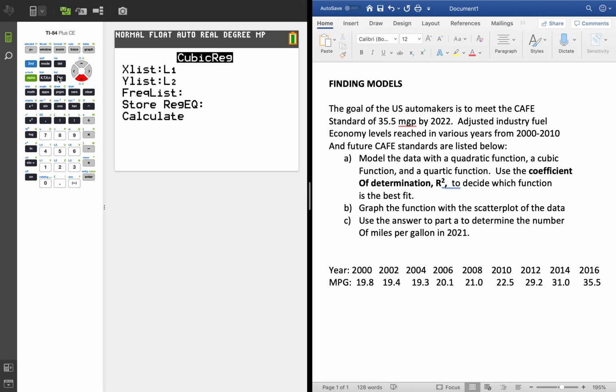Go to Calculate, hit Enter, and this time I get 0.9769. So that's a little bit better, a little bit higher, I think, than the first one. So cubic's looking better right now.